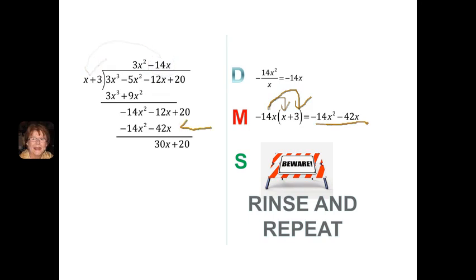I place it in my dividend, and I'm careful when I subtract. Negative 14x squared minus a negative 14x squared is the same as adding the 14x squared, so that eliminates. I collect my like terms. I keep the x and I do the subtraction. Negative 12 minus a negative 42 is the same as negative 12 plus 42. That's why I have 30. And I bring down my 20. And I rinse and repeat.